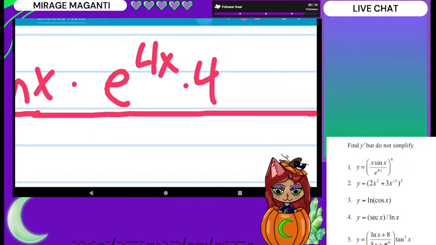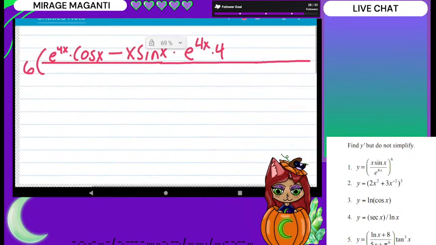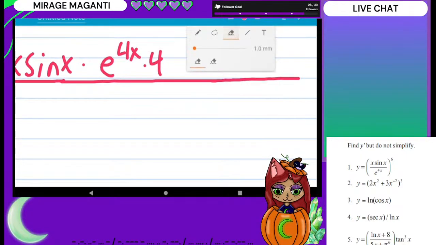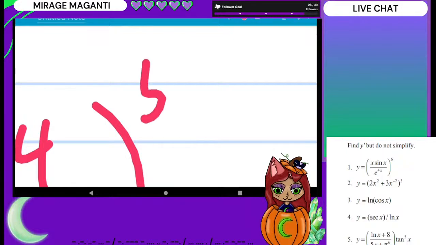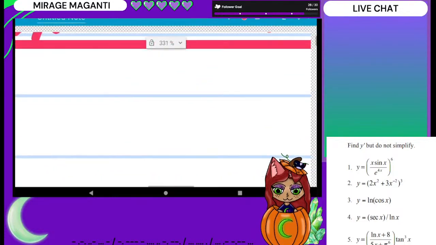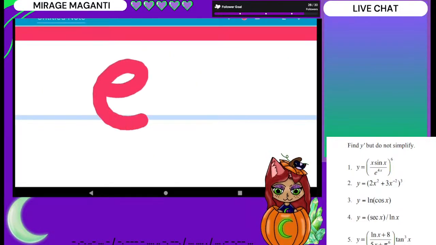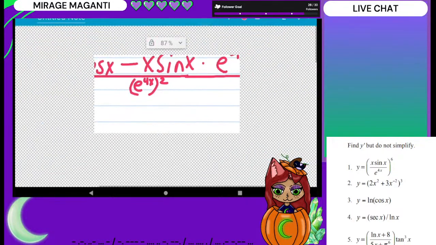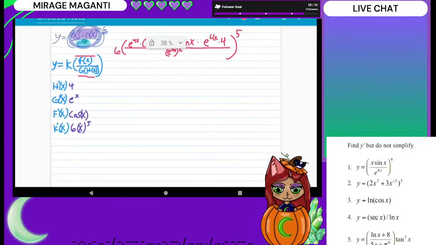Because chain rule, we have to solve the first one. We solve the outside, leaving the inside alone, and then we solve the inside and times them together. So that is that. And then this is up to a 5. And then underneath we want the bottom piece, the power of 2. So we have e to the power of 4x, to the power of 2. And that is our derivative for our first question. Hopefully that makes sense to everybody.